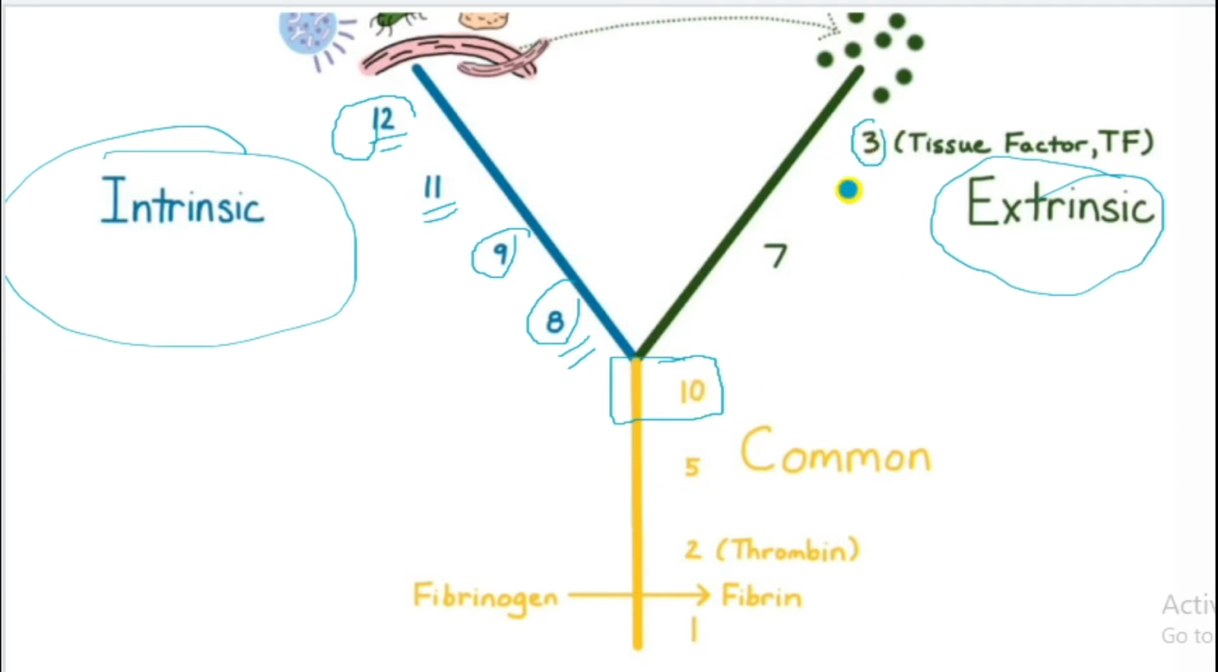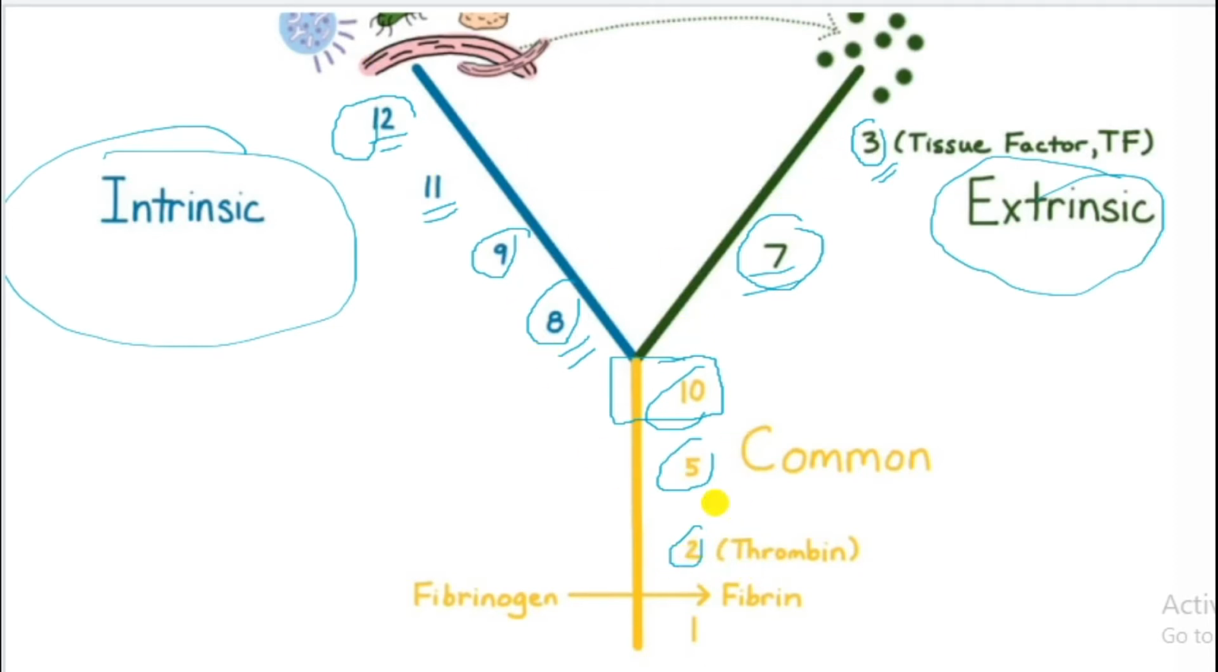Tissue factor is coagulation factor number 3, and it will activate 7, then it will activate 10, then 5, then 2. Just study these numbers 12, 11, 10, but between them and 10 we have 9 and 8. 10 comes from 7 plus 3, 10. 5 into 2, 10. These are the common pathway. 10 into 1, 10. Okay, this is the pathway.